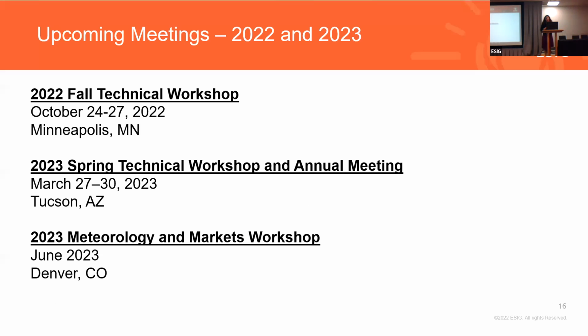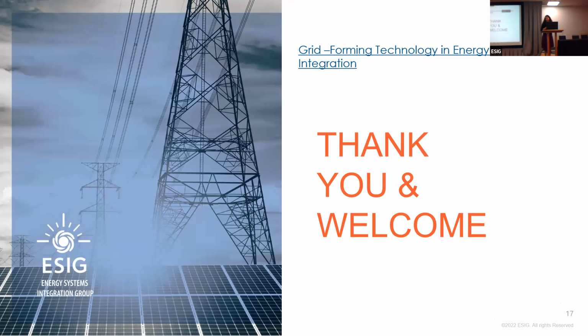I wanted to mention some upcoming workshops that ESIG is going to have. We will have our regular fall technical workshop in October in Minneapolis, our spring workshop in Tucson in March, and then the next workshop, the meteorology and markets workshop, is already scheduled for June 2023. This is the workshop that is happening in parallel with this special topic grid forming workshop today. I would like to welcome you all to attend these workshops in the future. And with that, thank you very much and welcome to the workshop.